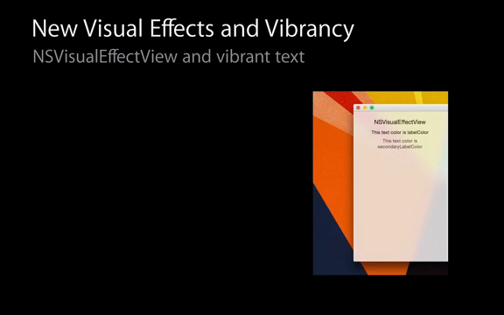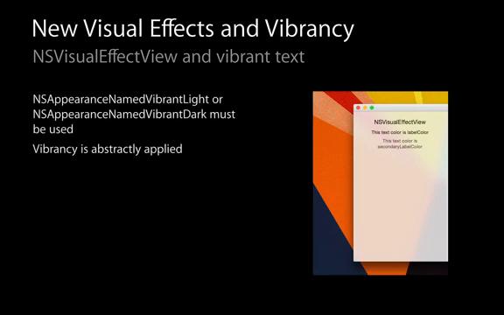So how does this work with visual effect view? And how does the text become vibrant? Let's take a look at what you have to do. First of all, in order to get any sort of vibrancy, you have to use the vibrant appearance. So you have to set the vibrant light or vibrant dark appearance, and then vibrancy is automatically and abstractly applied.